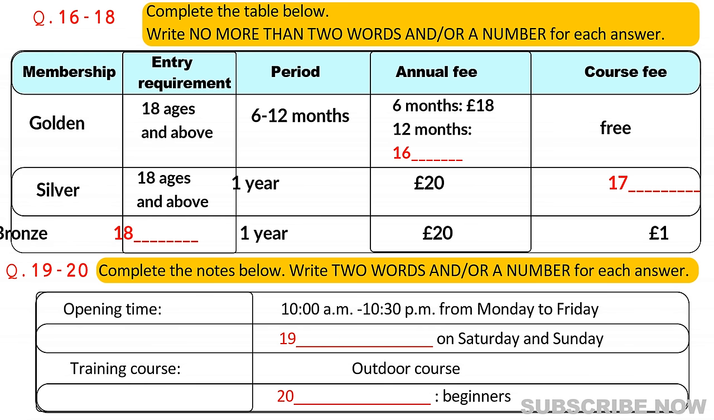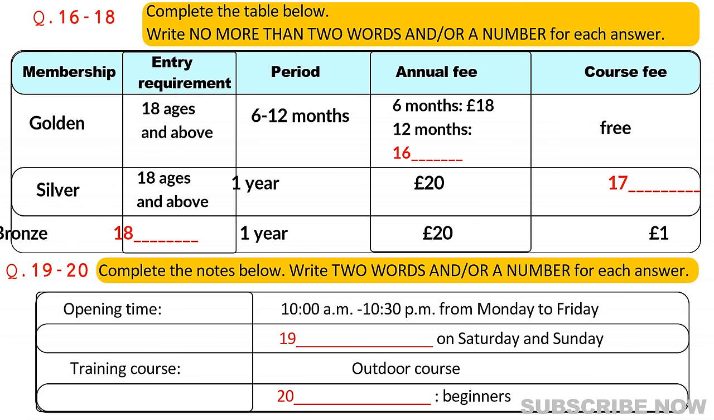At the Edge, you can pay per visit or save on course fees by becoming a member. We have three types of membership. Gold membership is ideal for regular visitors. Our gold membership packages are available for 6 to 12 month periods. You should pay £18 for half a year and £30 for 1 year. You do not need to pay any course fees.